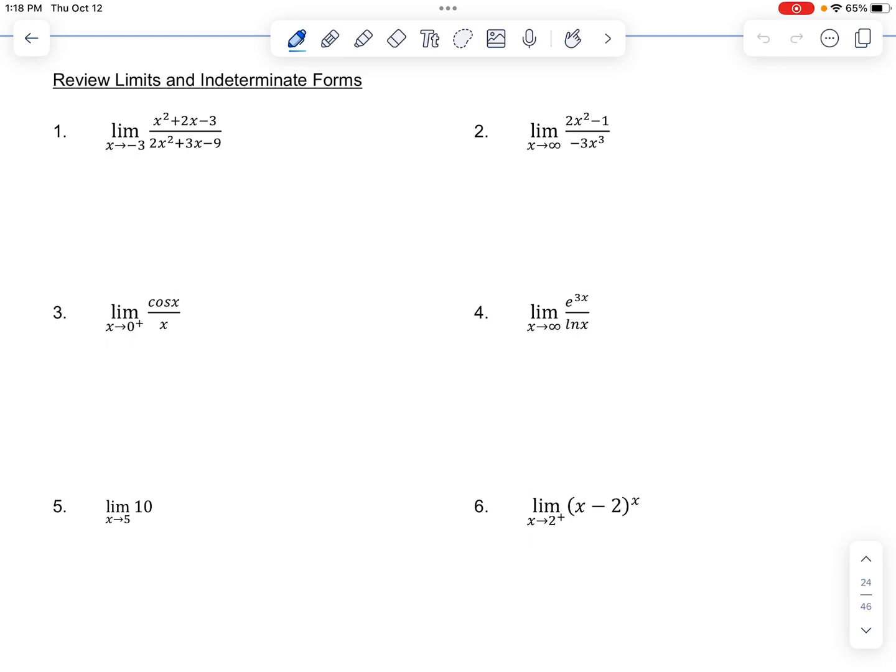The first thing we do with any limits problem is to try a direct substitution. I can tell if I plug in -3 on the top, I am going to get 0, and I'm also going to get 0 on the bottom. So there's two ways you can do this problem.